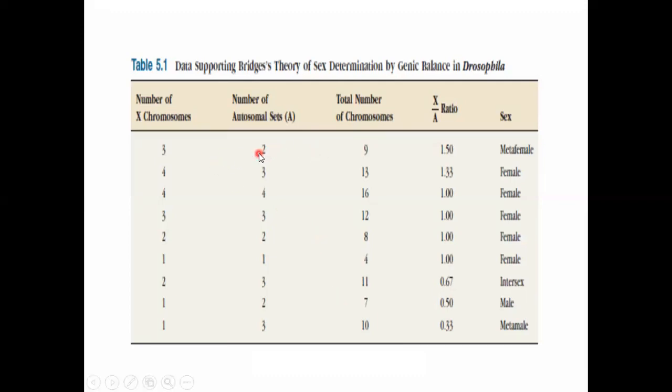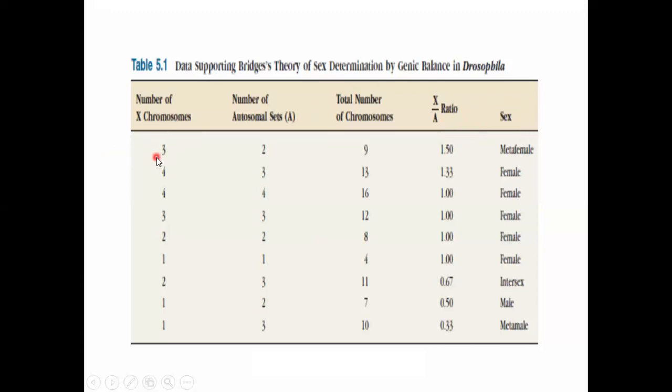So ये एक table है, and that table is basically supporting the Bridges theory of sex determination by genic balance in Drosophila. You can see here the number of X chromosomes, number of autosomal sets, and then the total number of chromosomes present in that Drosophila, then the X autosomal ratio, the number of X chromosomes divided by the number of autosomal sets. उनकी जो भी रेशियो आती है वो यहाँ पे कंक्लूड की गई है. On the basis of this ratio, the gender of the Drosophila will be decided.